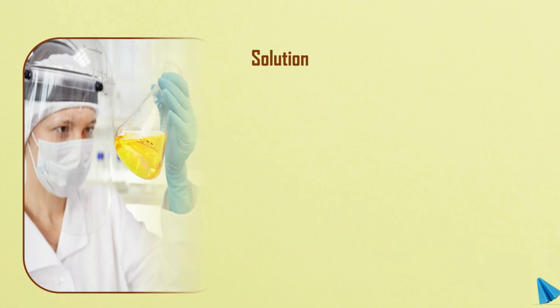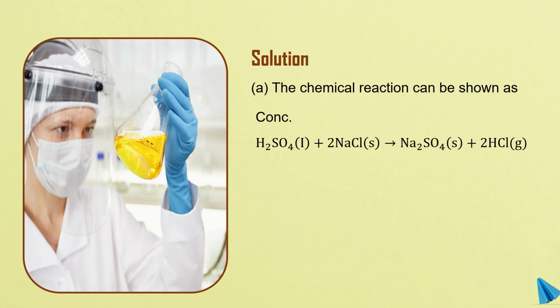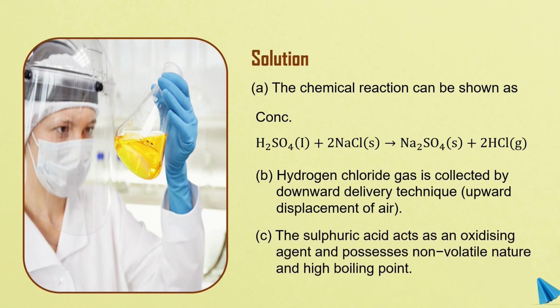Here is the solution. The chemical reaction can be shown as H2SO4 plus 2NaCl gives Na2SO4 plus 2HCl. Hydrogen chloride gas is collected by downward delivery technique, that is upward displacement of air. And the answer to the third one is sulfuric acid possesses non-volatile nature and a high boiling point.